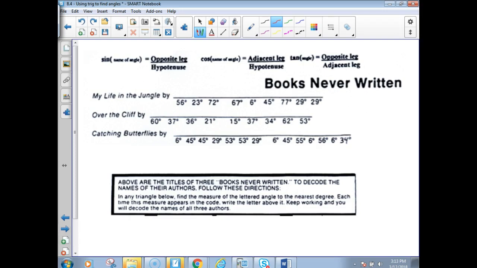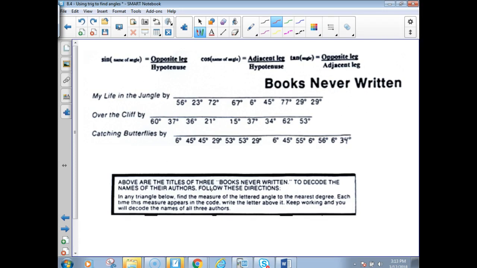I'll show you how to get started on this, but we're going to go to the ISN. This is kind of funny. Books that have never been written. I made one up of my own. I'll tell you later, because I don't want to put it in my recording. But anyway, these are kind of cute.